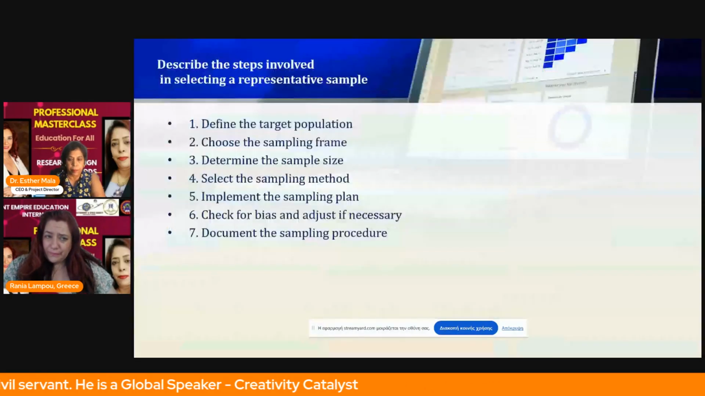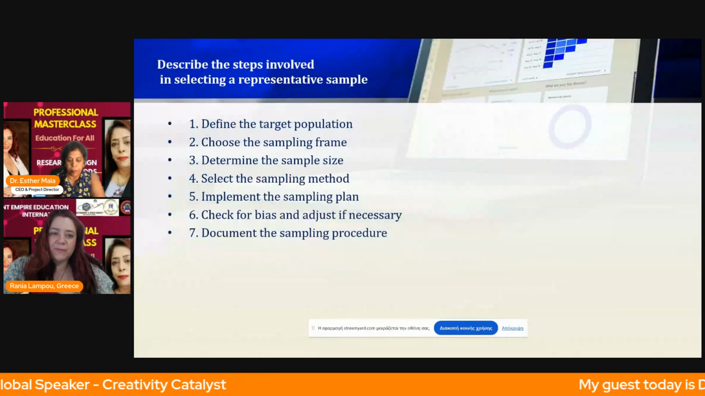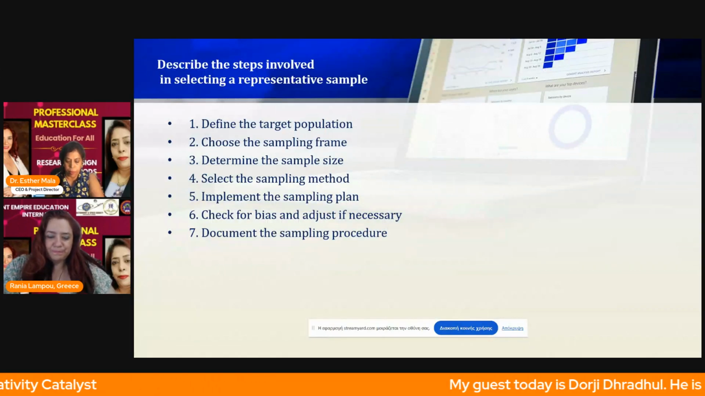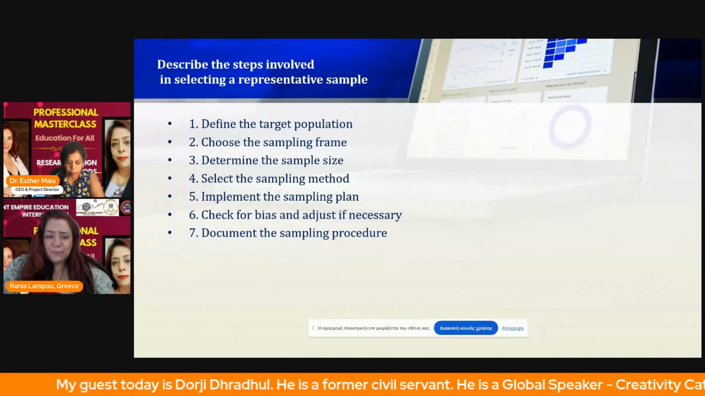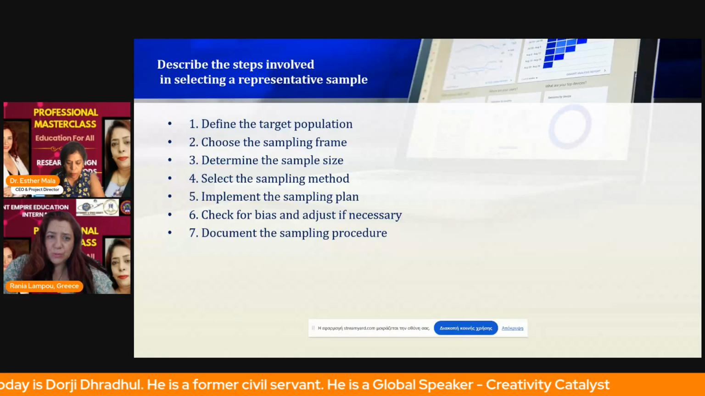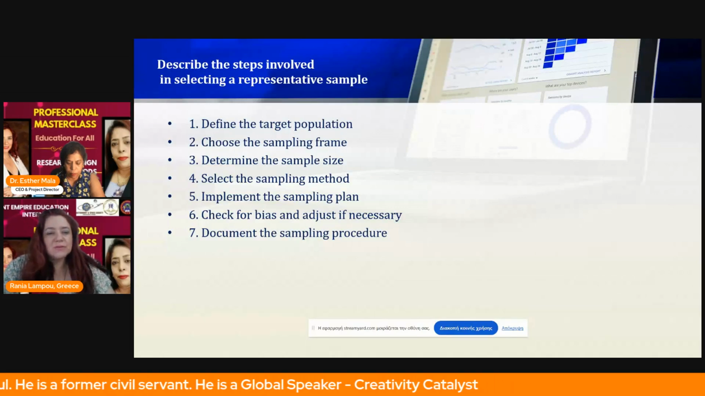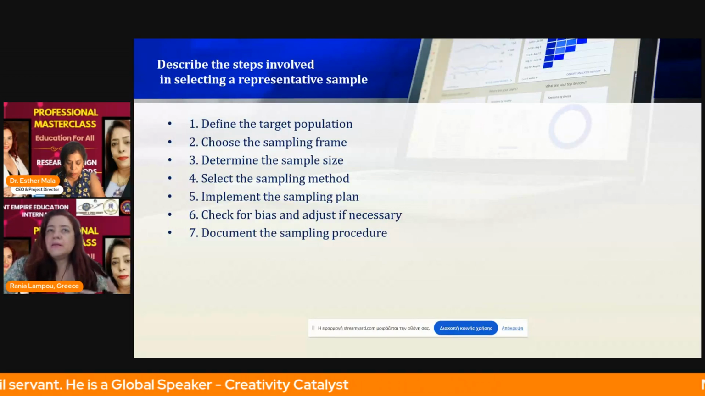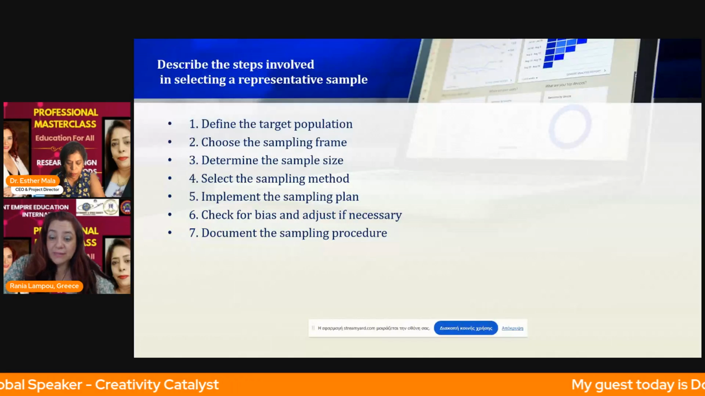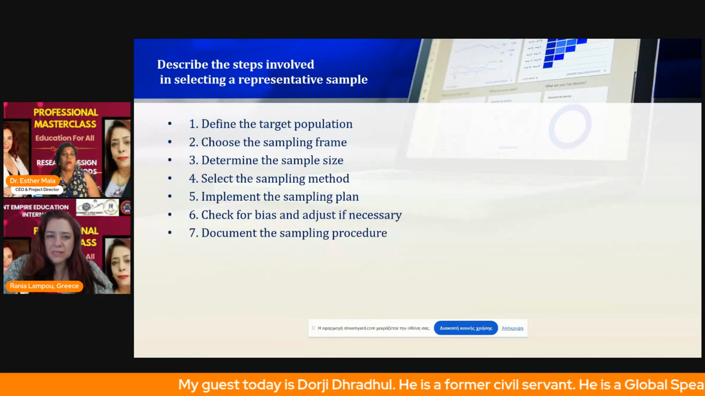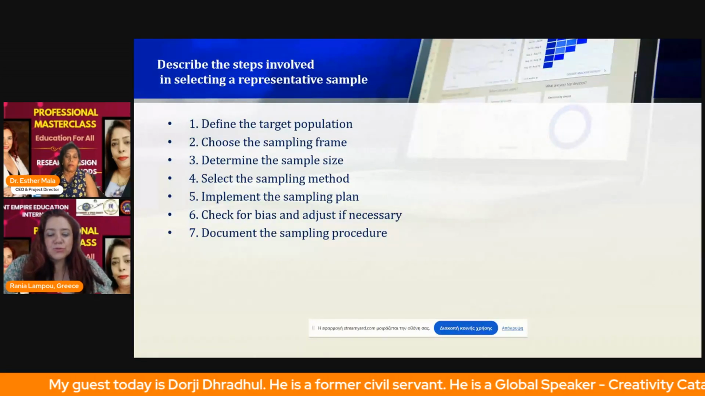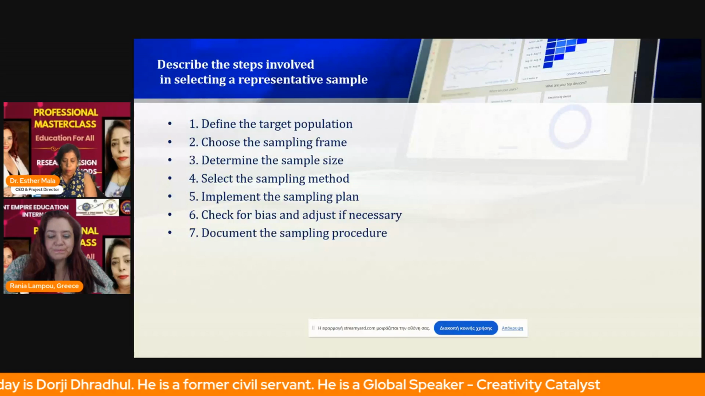So if we want to describe the steps involved in selecting a representative sample, selecting a representative sample is a critical step in research in order to ensure that the findings can be generalized to the larger population. So first, we need to define the target population. Clearly specify the group that you want to study. That could be college students in the USA, for example, or diabetic patients over 50. What is the target population? Then you choose the sampling frame.